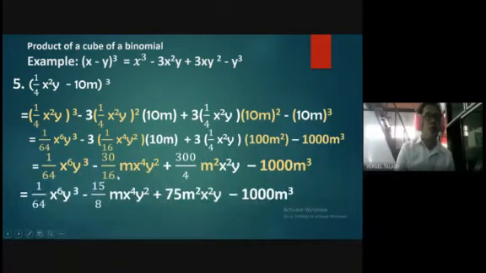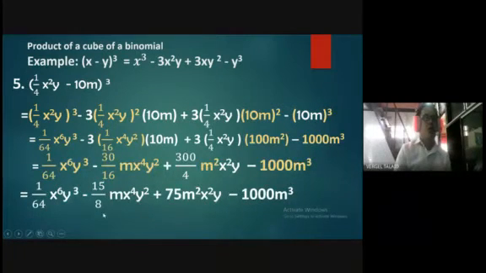What we've noticed is that 30 over 16 can be reduced to a lowest term. So divide it by 2, that is 15 over 8. So this is already the lowest term. Do not write in decimal form anymore. So 15 over 8. Just copy m x to the power of 4 y squared. 300 divided by 4, that is 75. M squared x squared y minus 1000 m cubed.